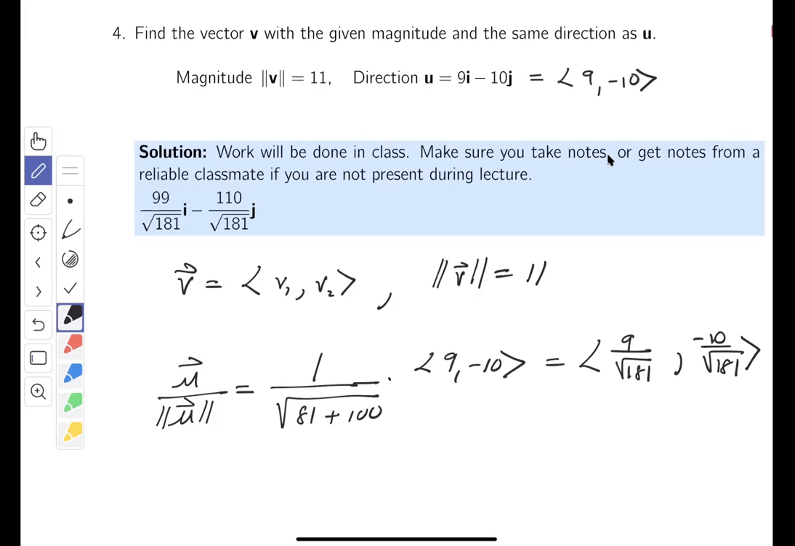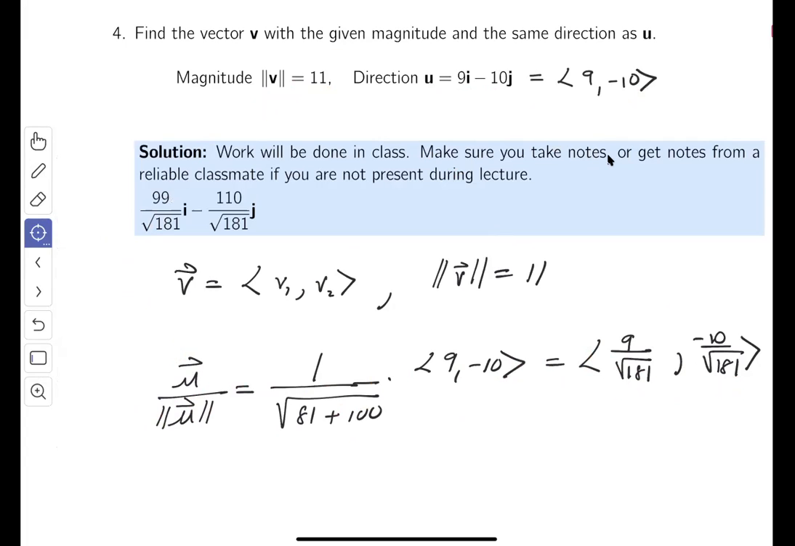Let me just point out what I just said about this thing. This thing over here is a unitized vector, has length 1. This vector has length 1. It's this vector unitized, right? Now that vector's got a length of root 181. This is a unit vector in the same direction. What do I want? I want a vector v whose length is 11, but the same direction as this. It's going to be a scalar multiple. Let me write that down for you.